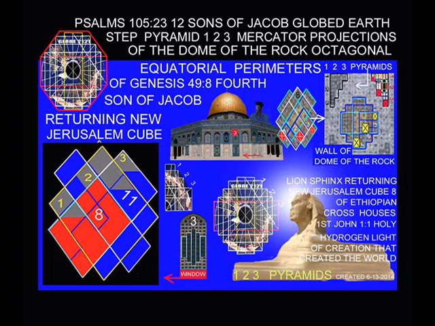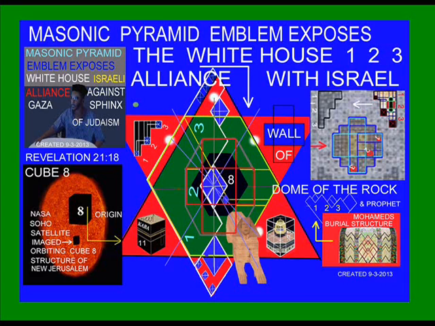Now here's where we see the globe, earth, step, pyramid, Mercator projection of ancient Babylon that's recorded in Psalms 105th chapter and 23rd verse, where we see the 12 sons of Jacob leaving their father Jacob in the Babylonian step pyramid civilization area of Ham, which is located in modern Iraq, the home of the first civilizations.